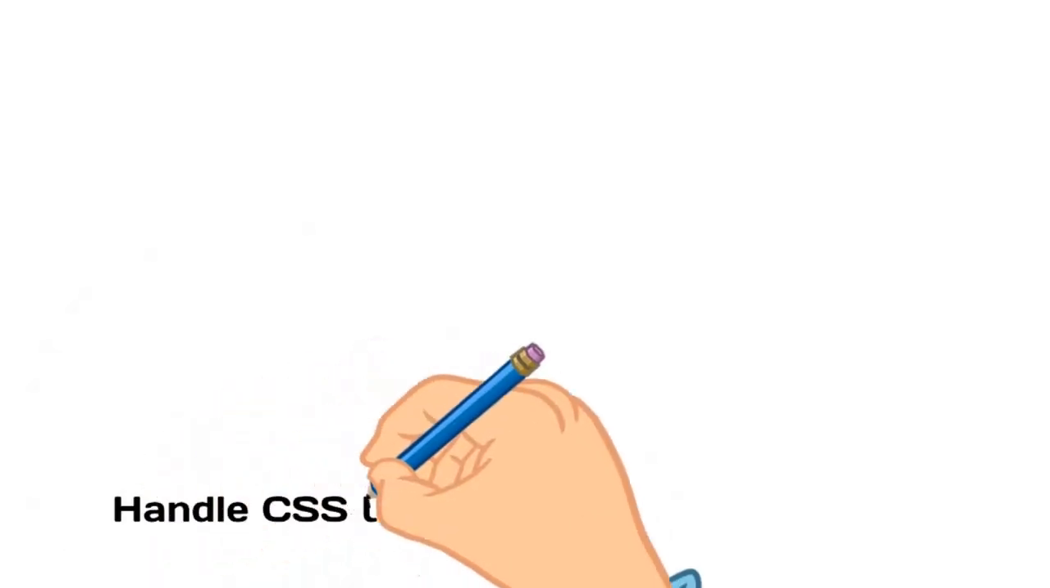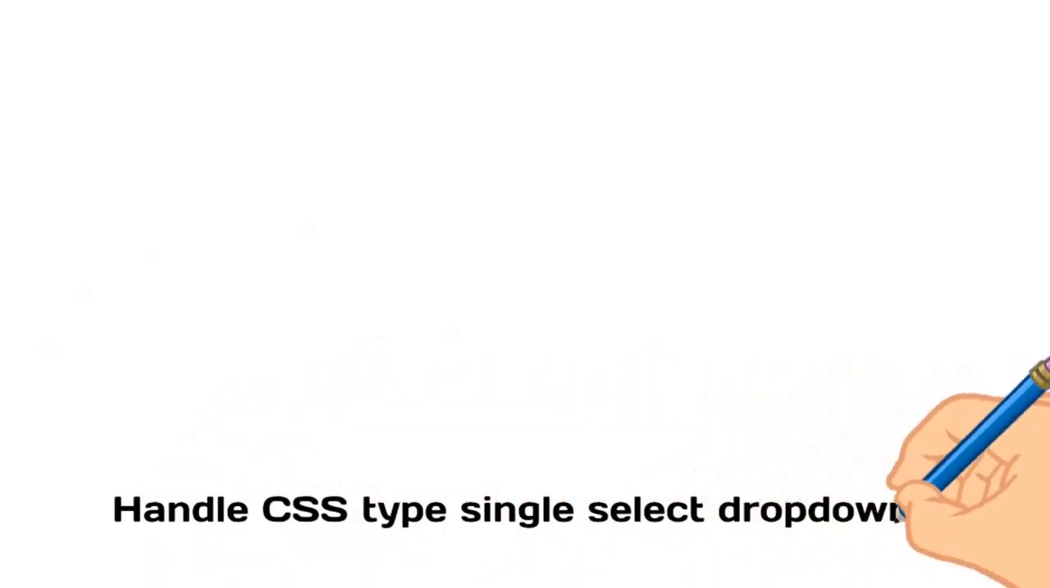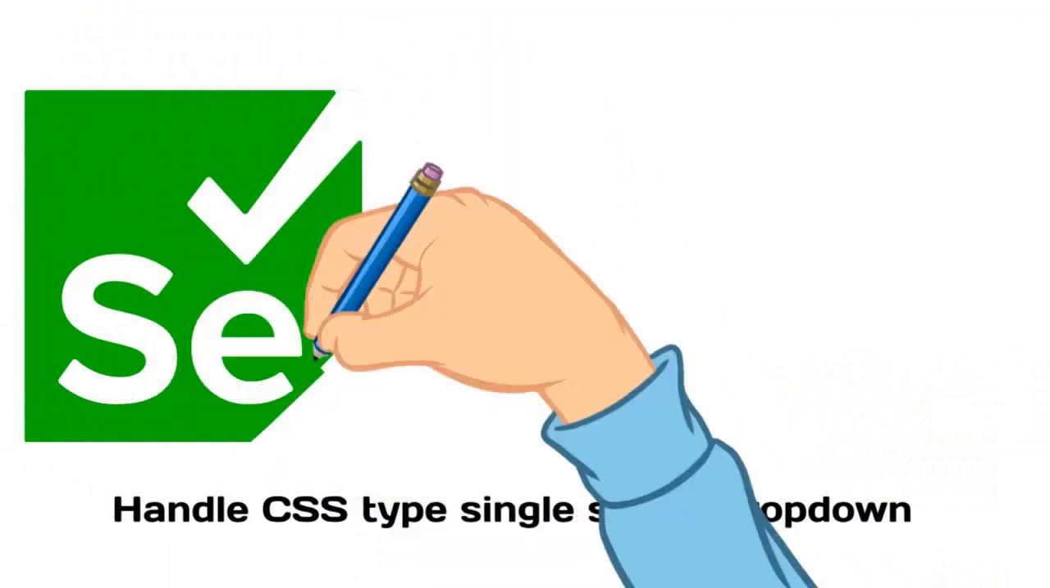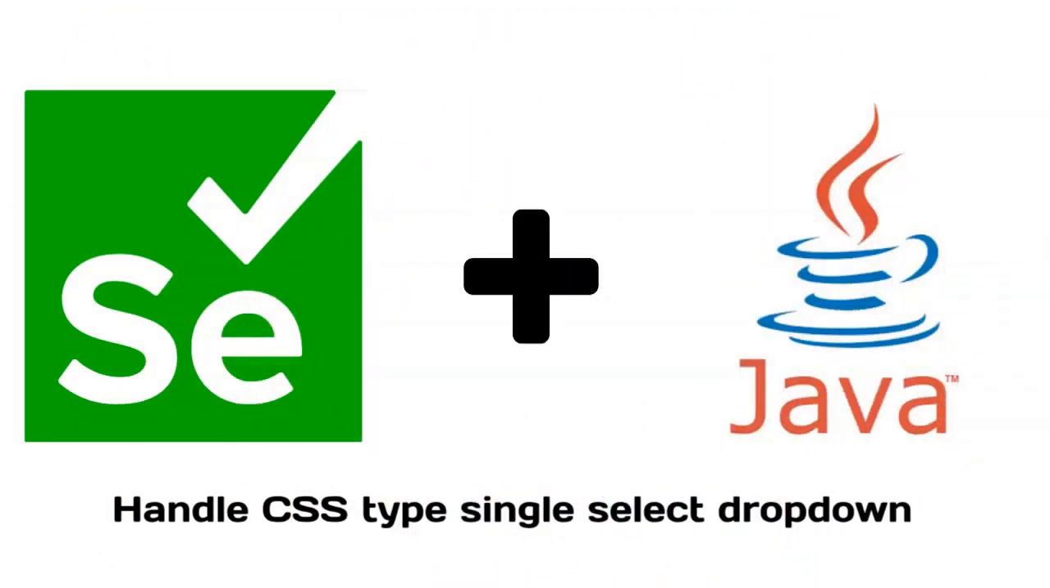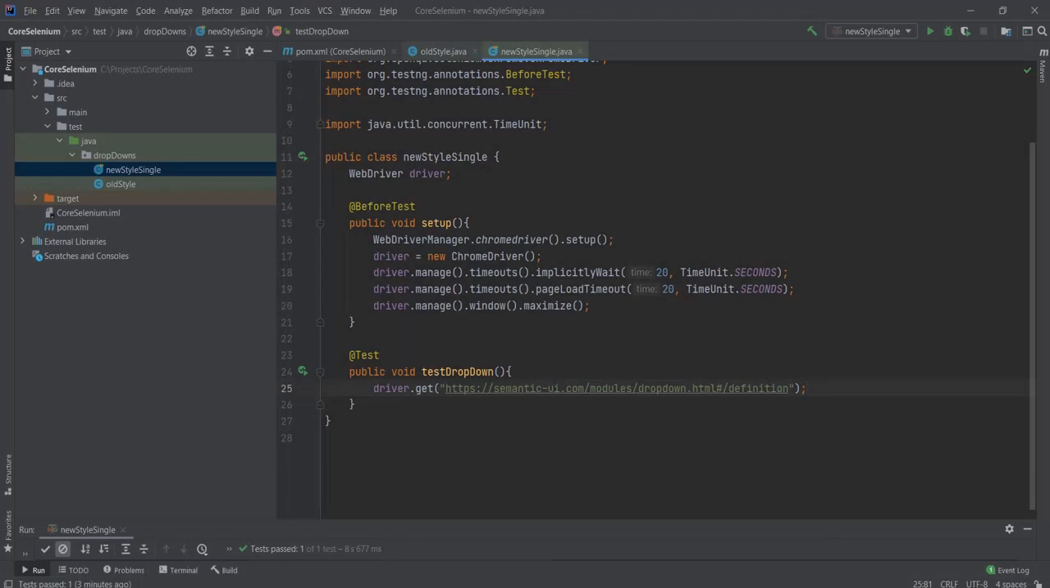Hi. In this video, we are going to handle a modern CSS style single select dropdown using a combination of Selenium and Java. Here I am at my IDE. I have already created my class and added a few setup steps. That is, I'm creating a driver, managing the timeouts, and maximizing the window.